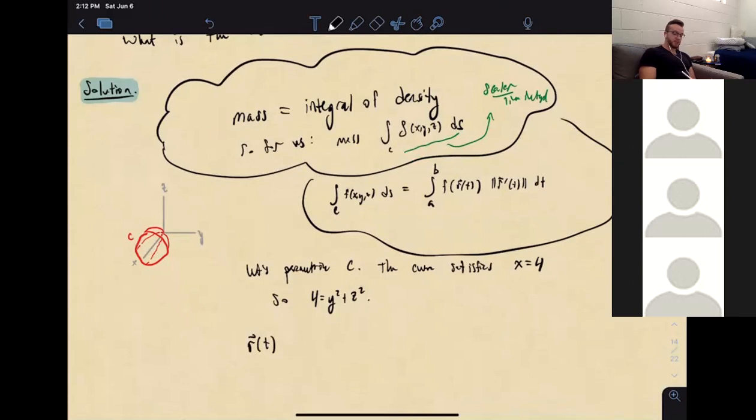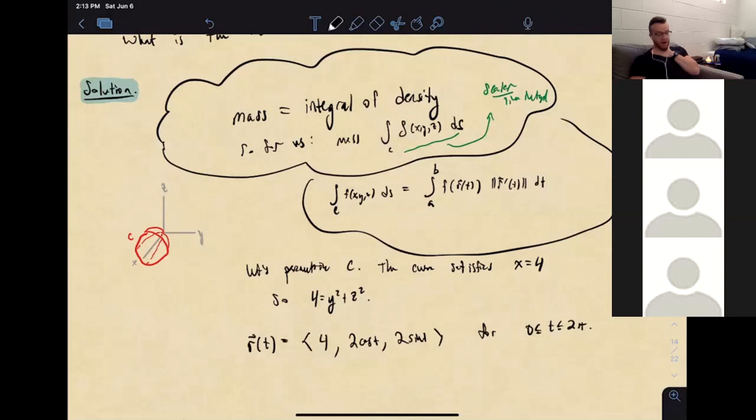Yes, so Karen's suggestion, I think, could work. X is always 4, so I'll just keep the x component constant at 4, and then we could say y is 2 cosine t, and z is 2 sine t. And then I go all the way around the circle, so probably my domain is going to be 0 to 2 pi. That would do it. And again, do we have to check the direction or anything like that? Nope, doesn't matter.